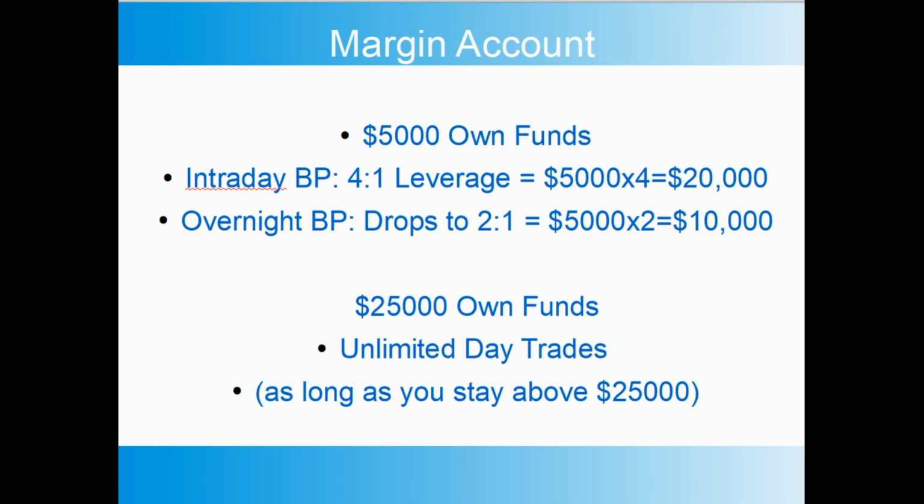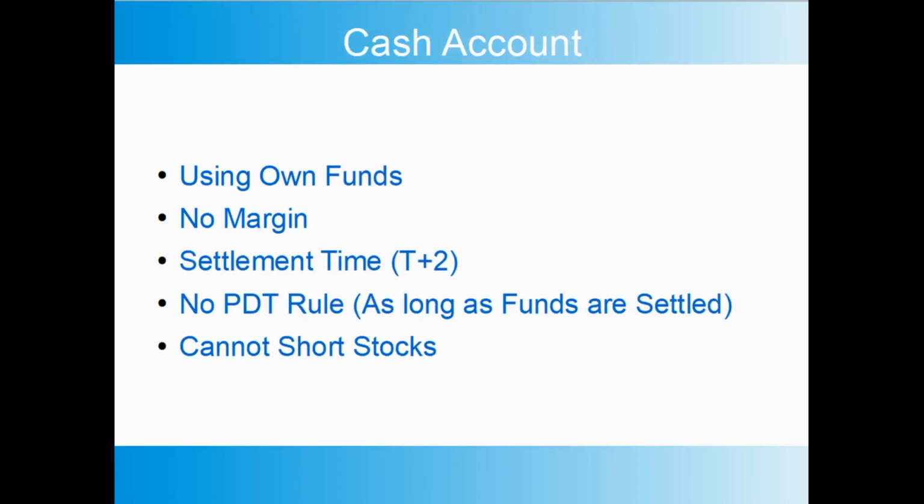Now, keep in mind, if you're in a margin account and you are using the margin, your buying power will drop. So for intraday, for example, if you get a 4-to-1 leverage and you have $5,000, you have $20,000 available. But if you hold a stock overnight, your buying power will actually drop to 2-to-1. So always make sure that you never use the full margin that you have available. But that's a subject for another video.